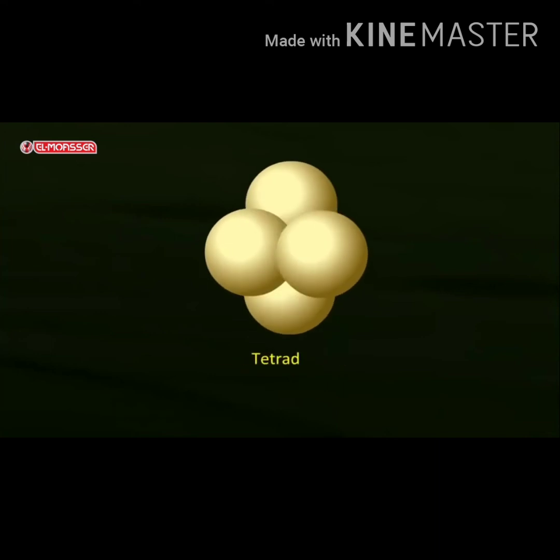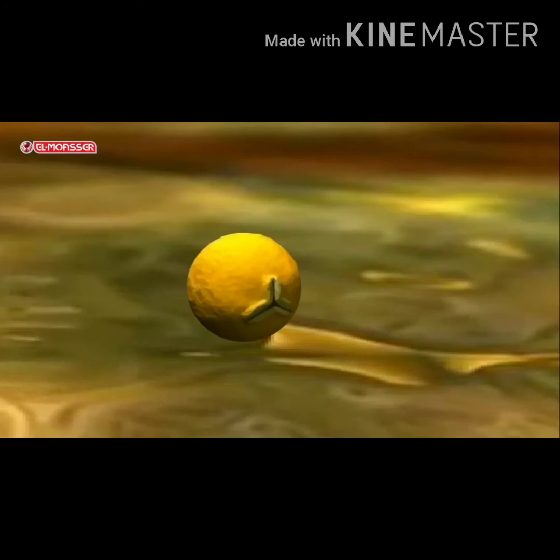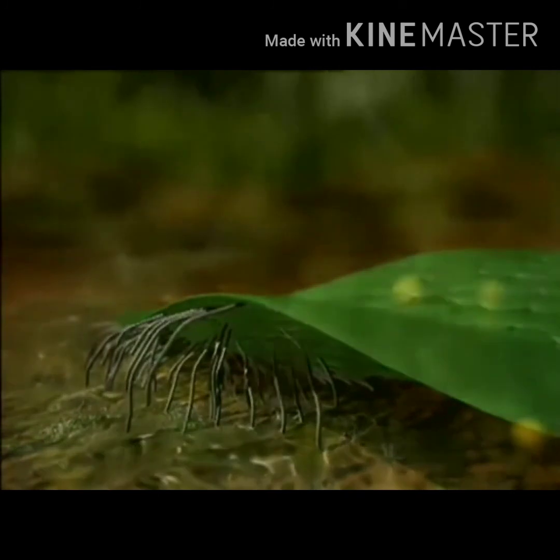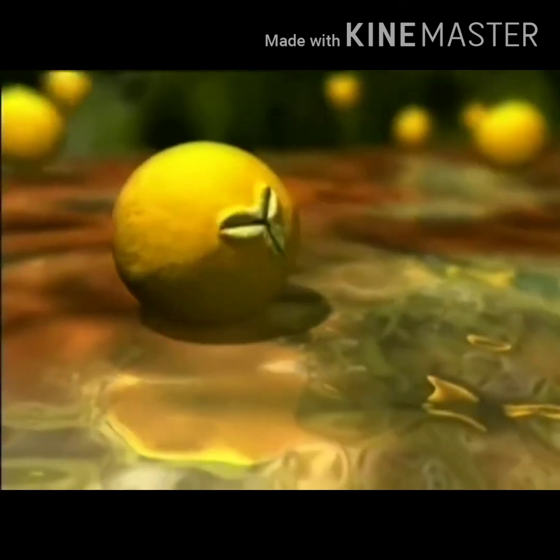Inside sporangia, we can see the spore mother cell. That cell will undergo reduction division. As a result, haploid spores are produced, and these spores are liberated by the breakage of the sporangium. These spores are carried by the wind, and when they fall on a suitable substratum, there we can see the formation of a gametophyte.